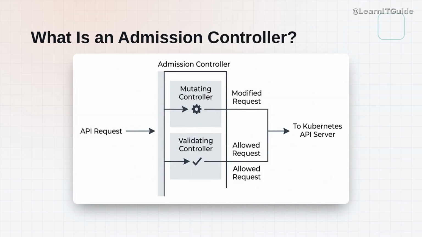What is an admission controller really? It is a piece of code that acts like a gatekeeper. It intercepts every single request to create, update, or delete resources. We divide these into two buckets. First, we have mutating controllers. These can actually change the request. For example, they might automatically inject a sidecar container or add labels. Second, we have validating controllers. These do not change anything. They just look at the request and say, yes, it is allowed, or no, it is blocked. It is exactly like a security checkpoint.